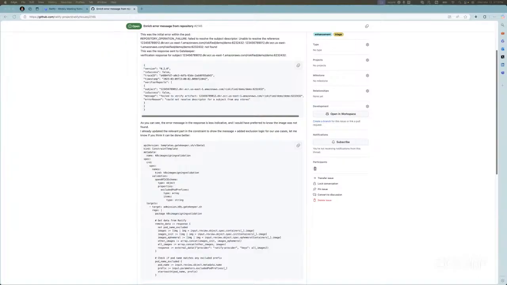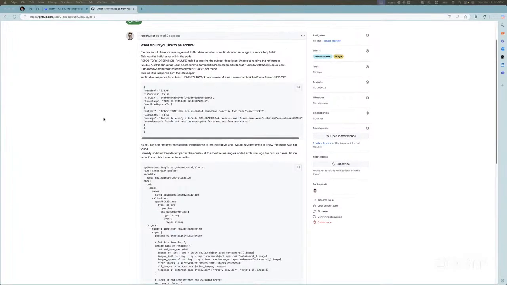Hey, Yi. I have a question. The current reason is "could not resolve descriptor for subject from any store." So this is the main concern, right? It is about the error reason, not the root cause. Basically, we have an API to resolve a subject, and it checks each store to see if there is a descriptor. If no store returns a descriptor, then we return this error: we could not resolve the descriptor.